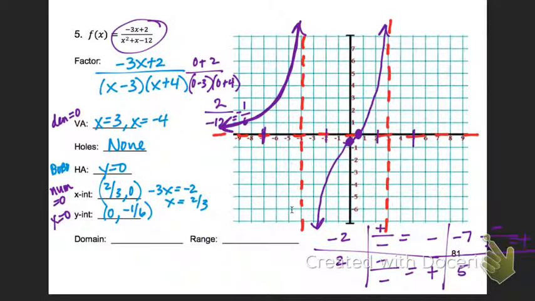So we probably assume with the 5 it's going to be below, but let's test it. It is. When I plug in a 5 on top, positive or negative on top? When I plug in a 5 on the bottom, it's positive. So the whole thing is negative. So it's down here.